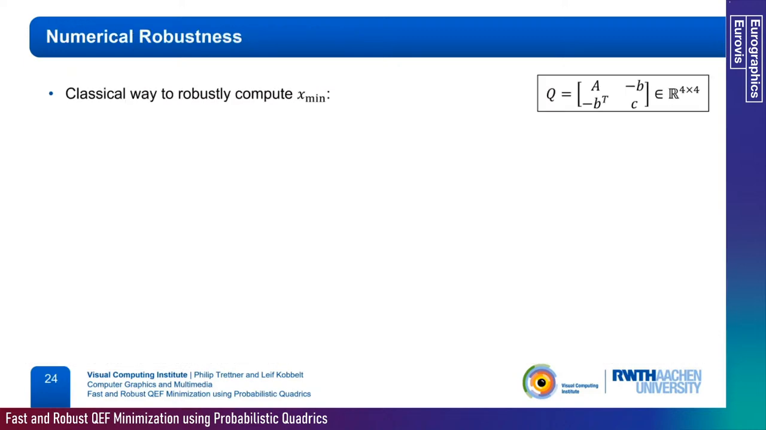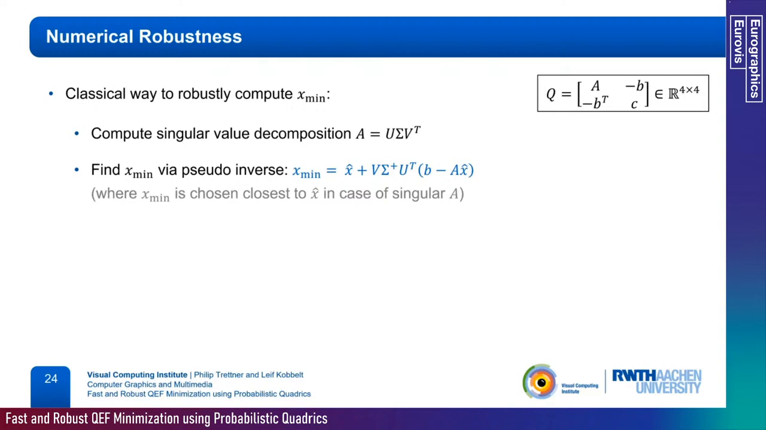Let's take a look at the numerical robustness of our quadrics, and this will also lead us to the reason why our quadrics are faster than the classical ones. The classical way to minimize the quadric in a robust manner is to use a singular value decomposition on A, and then use this decomposition to compute X min via a pseudo inverse, which will, by default, choose the minimizer closest to the origin, and usually you have some specific fallback position in mind, which is this X hat construction here.